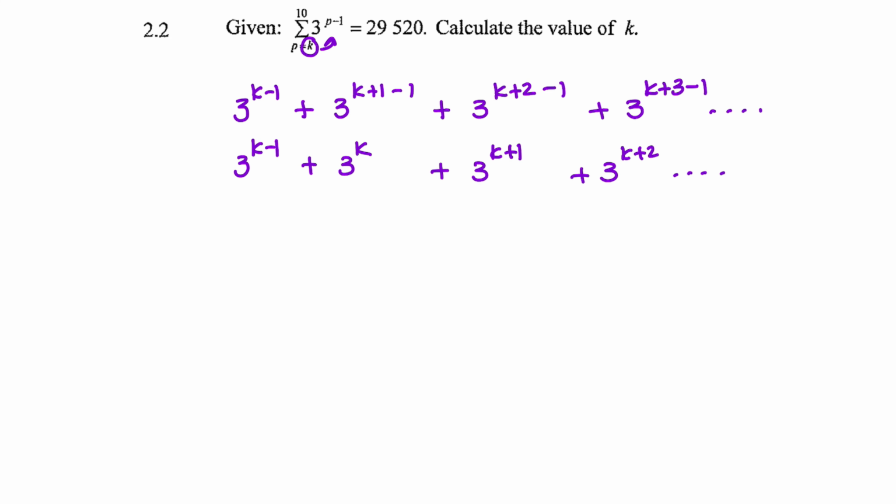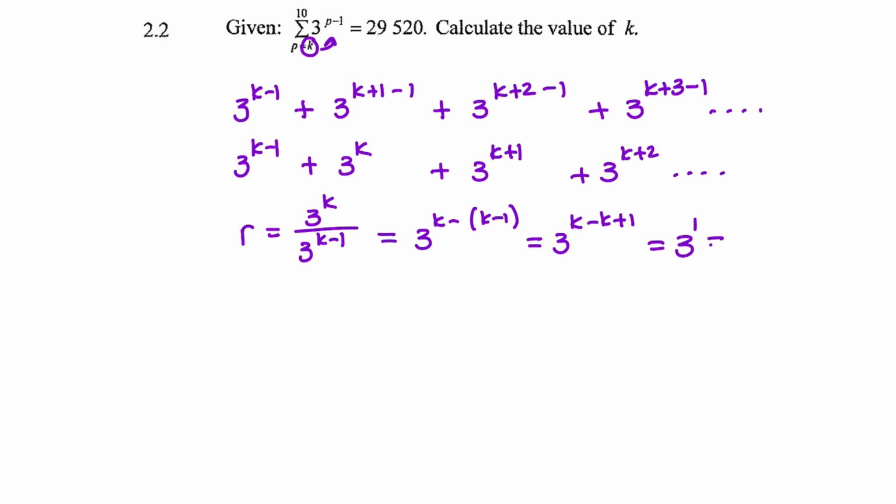So to find the constant ratio, I'll have r is equal to 3 to the power of k divided by 3 to the power of k minus 1. And if I simplify this, I have 3 to the power of k minus 1. So remember, I'm using my laws of exponents where I subtract the exponents from each other. So that becomes 3 to the power of k minus k plus 1, which is simply 3 to the power of 1, or 3. So our constant ratio between terms would be 3.